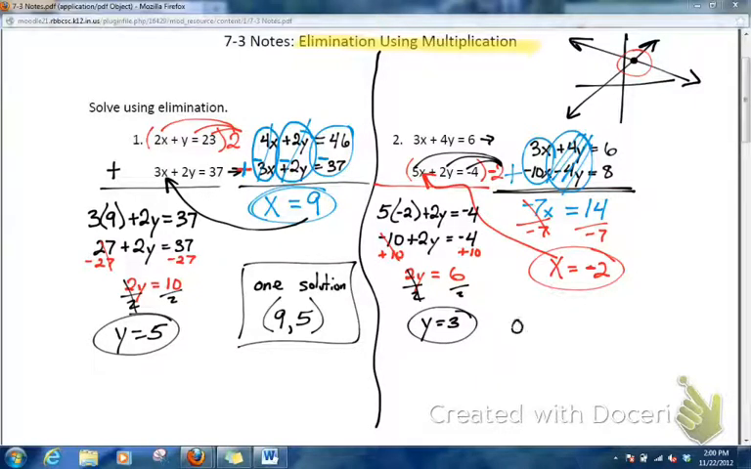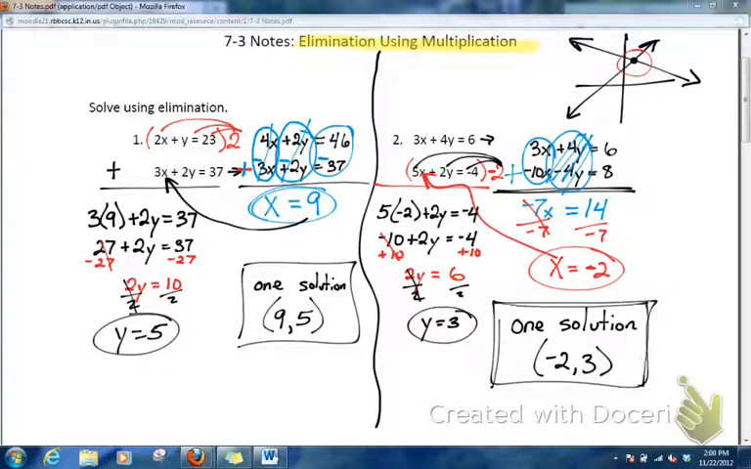So, here you go. You have, again, a one solution answer. And that one solution is negative 2, comma 3. Meaning the two lines, these two lines up here that cross, they're going to cross at the ordered pair negative 2, 3. So that's exactly where the two lines intersect.